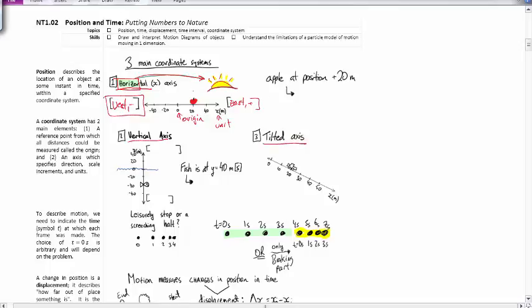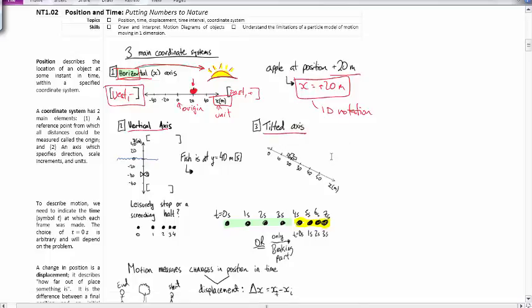Okay, so we would say here that this apple is at position plus 20. We can say 20 meters east, but we will write this because it's in 1D. We sometimes call this the x-axis, so we can just say that x is equal to plus 20 meters. That's a nice quick way of writing this in what we call 1D notation.